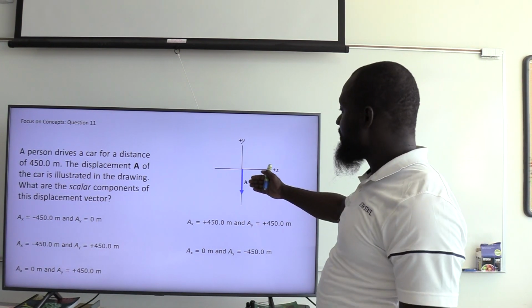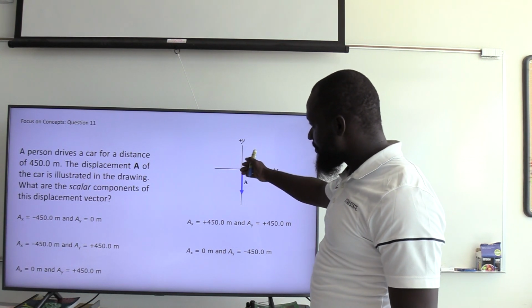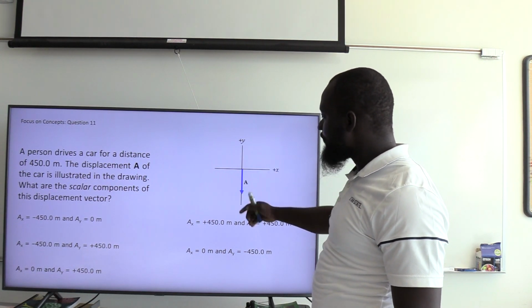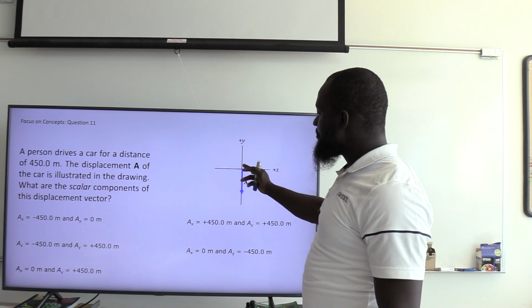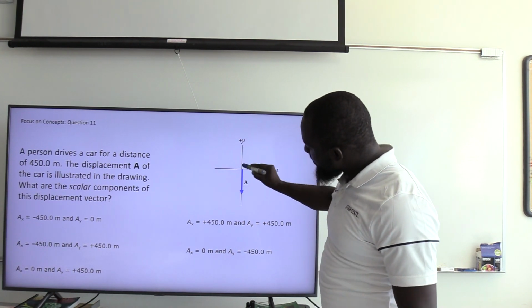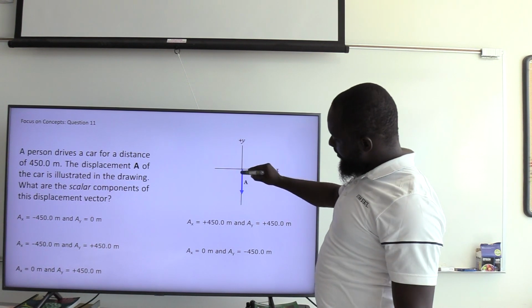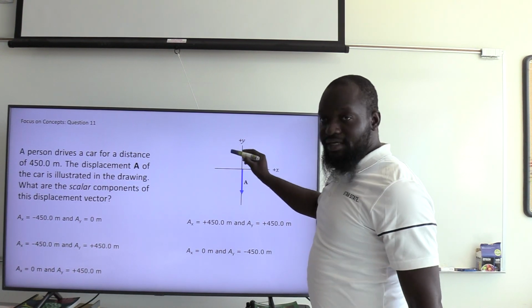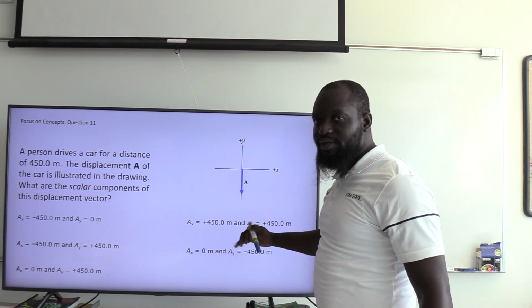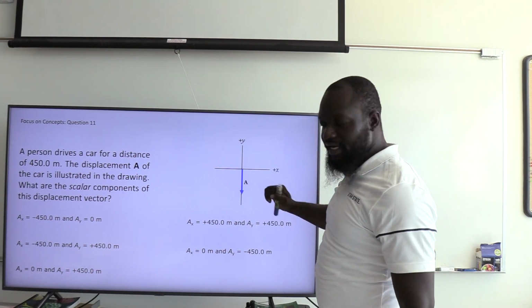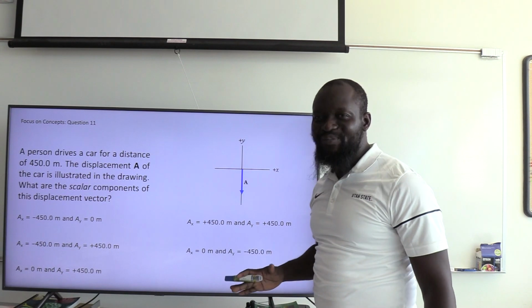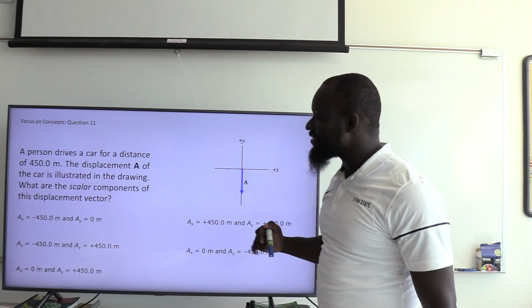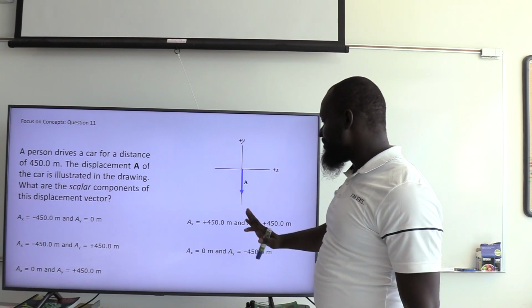So it's going 450 towards this side, negative y-axis. It doesn't have any x-axis. So the x component is going to be 0. If it was in between somewhere here or here or here or there, then it will have an x and a y component. But since it's along the y, it has no x component. If a vector is along the x, it has no y component. If it's along the y, it has no x component. So we have ax to be 0 for sure.